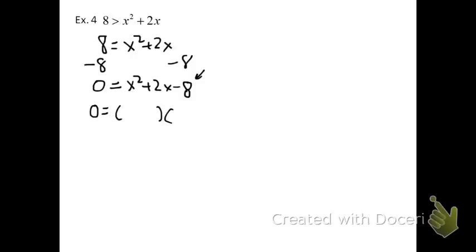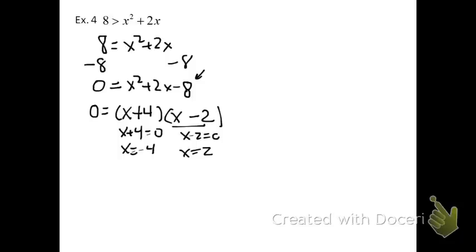But since the leading coefficient is 1, I can just drop an x and an x and look for two numbers that multiply to make negative 8. I'm thinking positive 4 times a negative 2 is going to work. They multiply to make negative 8, they add to 2. That means if I set x plus 4 equal to 0, I'll get x equals negative 4 for one zero. And if I set x minus 2 equal to 0, I'm going to get x equals 2 for the other zero.